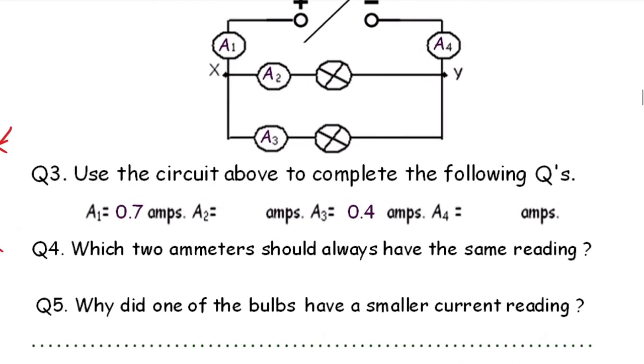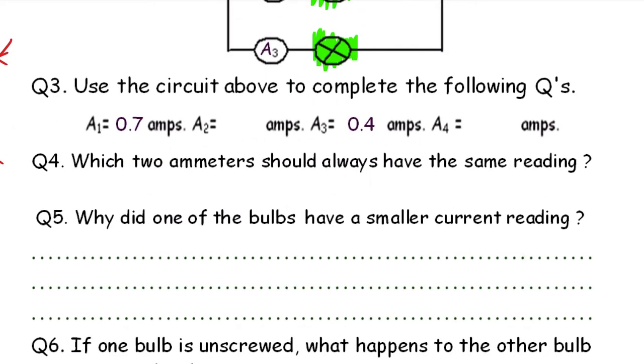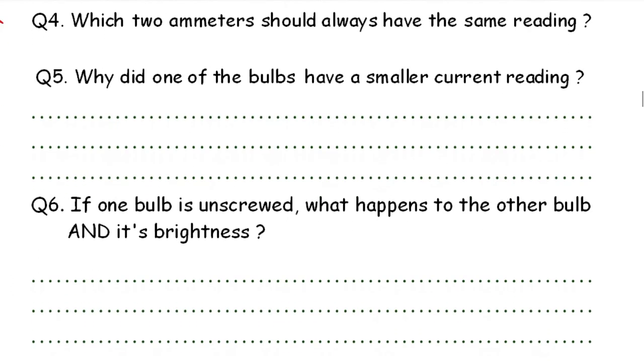If you look at these two bulbs, I'll highlight in green. If they were identical in terms of resistance, they would have the identical current flowing through them. If one resistance was larger than the other, it would have a smaller current flowing through it. So why did one of the bulbs have a smaller current reading? You'd have to say because it had a larger resistance. So that's your answer to question 5.